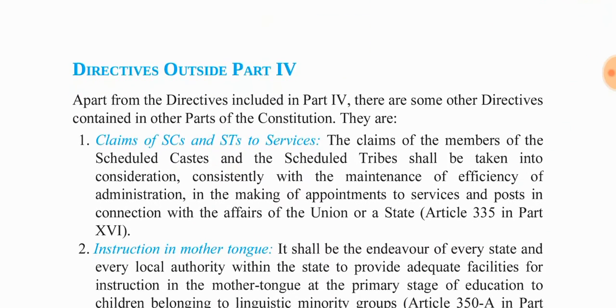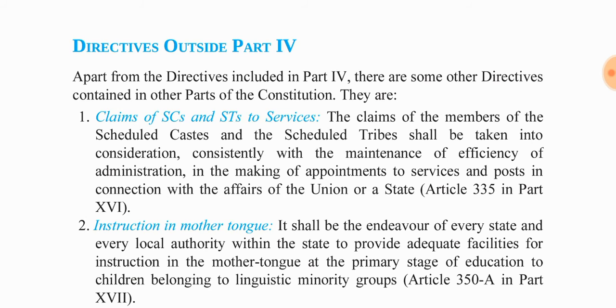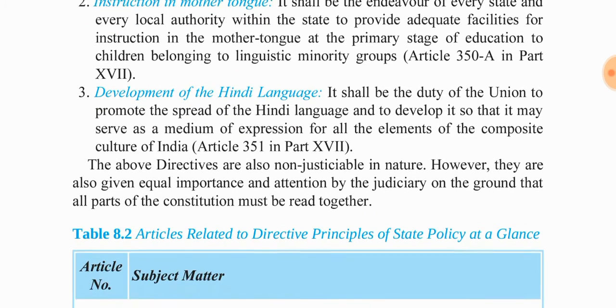So this moves to directives outside Part 4. There are many directives outside Part 4 in the Constitution, such as the claims of scheduled castes and scheduled tribes to services, and instruction in the mother tongue, that is, it shall be the endeavor of every state and every local authority within the state to provide adequate facilities for instruction in the mother tongue at the primary stage of education to children belonging to linguistic minority groups, as in Article 350A in Part 17. Then the development of the Hindi language, you can read that.